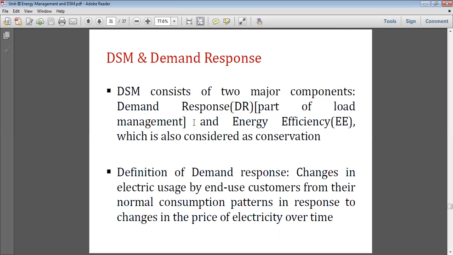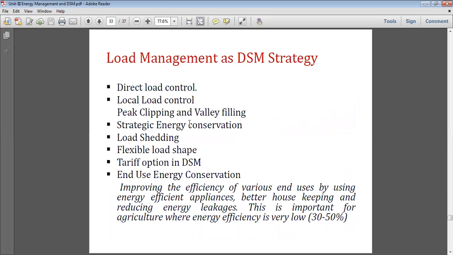Now the demand response consists of different options. There is direct load control. It may be a local load control, where the consumer controls its maximum demand by either peak clipping or peak clipping and valley filling. We have already covered peak clipping and valley filling very deeply. Then it may be load shedding, a flexible load shape, tariff options in the DSM, and end use energy conservation programs.